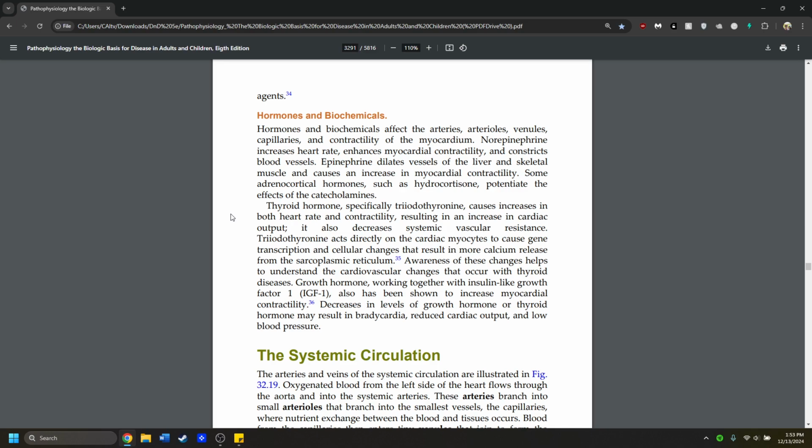from the sarcoplasmic reticulum. Awareness of these changes helps to understand the cardiovascular changes that occur with thyroid disease. Growth hormone working together with insulin-like growth factor 1, or IGF-1, also has been shown to increase myocardial contractility. Decreases in levels of growth hormone or thyroid hormone may result in bradycardia, reduced cardiac output, and low blood pressure.